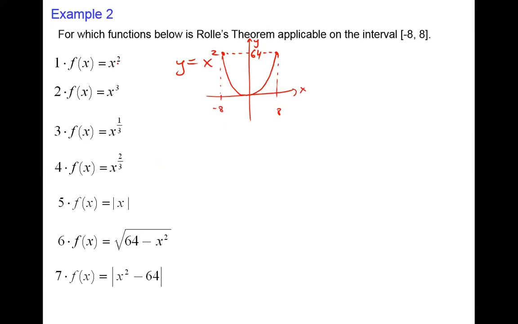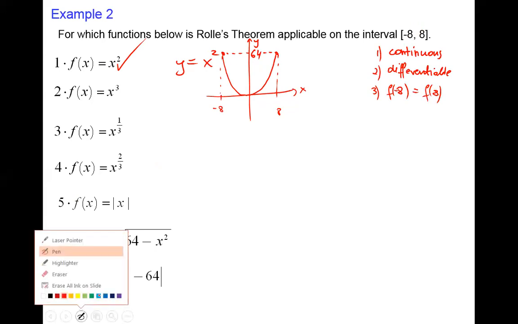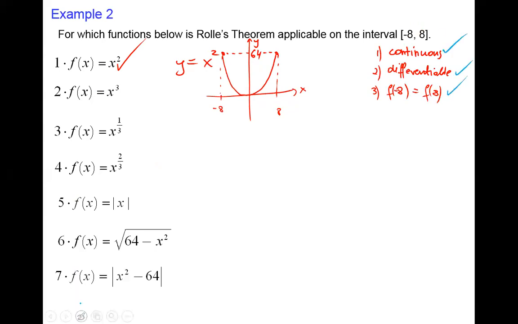Okay, I will check this function. What I can do, I can maybe put: continuous function, we know that it's on that interval. Differentiable, and the value at -8 is the same as the value at 8. Okay, that means I can check all of them. That means that's the condition for Rolle's theorem. Okay, what about x cubed?